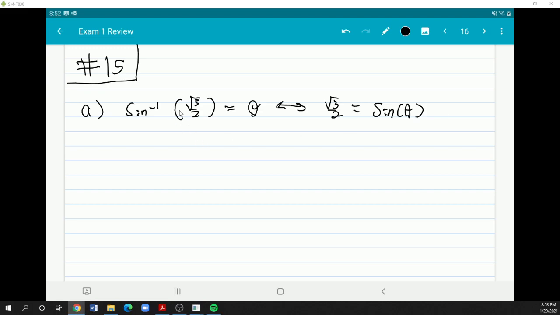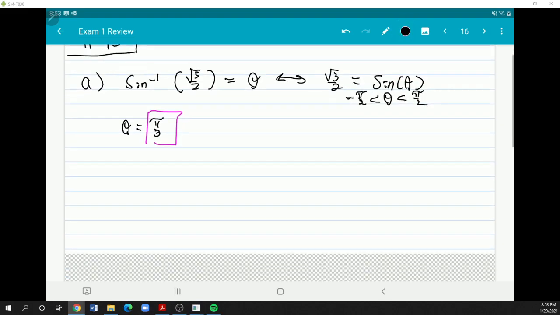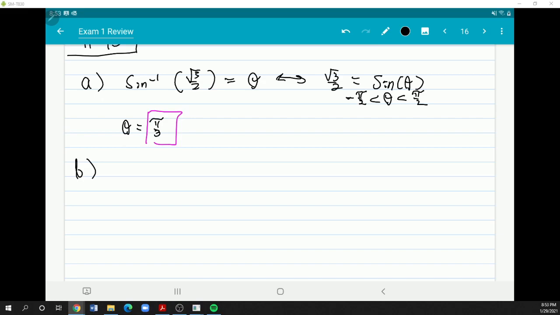So if we have this, then we have to figure out where this happens, but we need to know where it is in the domain, because sine inverse can only output things between minus pi over 2 and pi over 2. So when is sine of theta equal to root 3 over 2 here? We get it when theta is equal to pi over 3. And that is our final answer for part A.